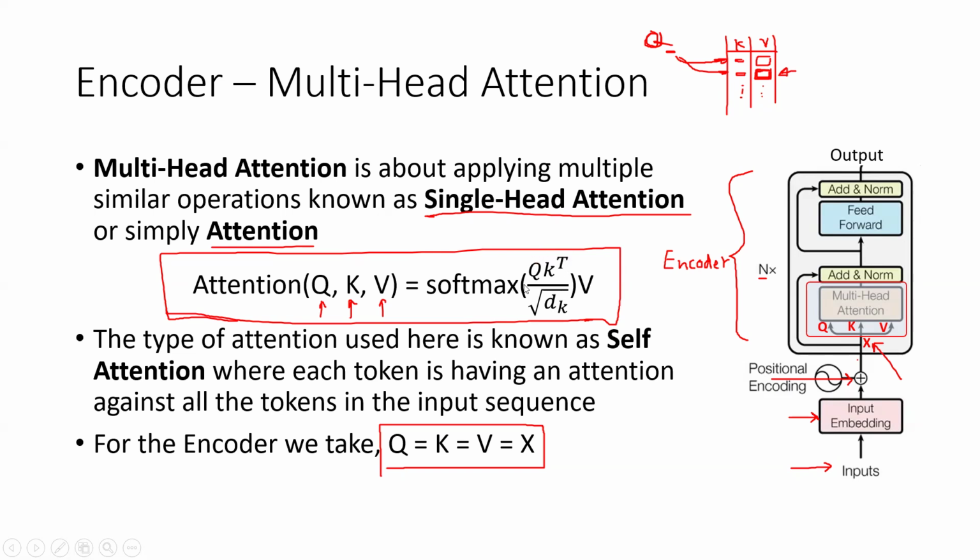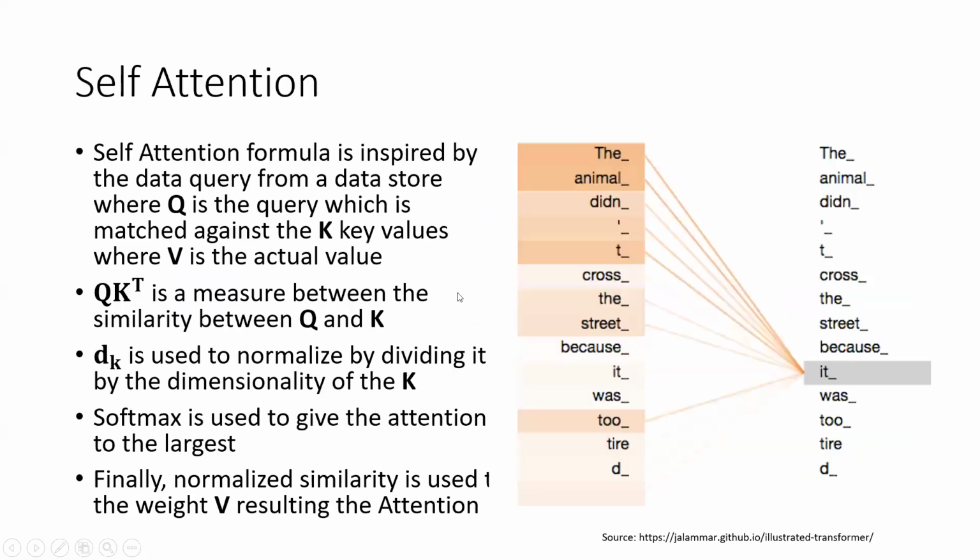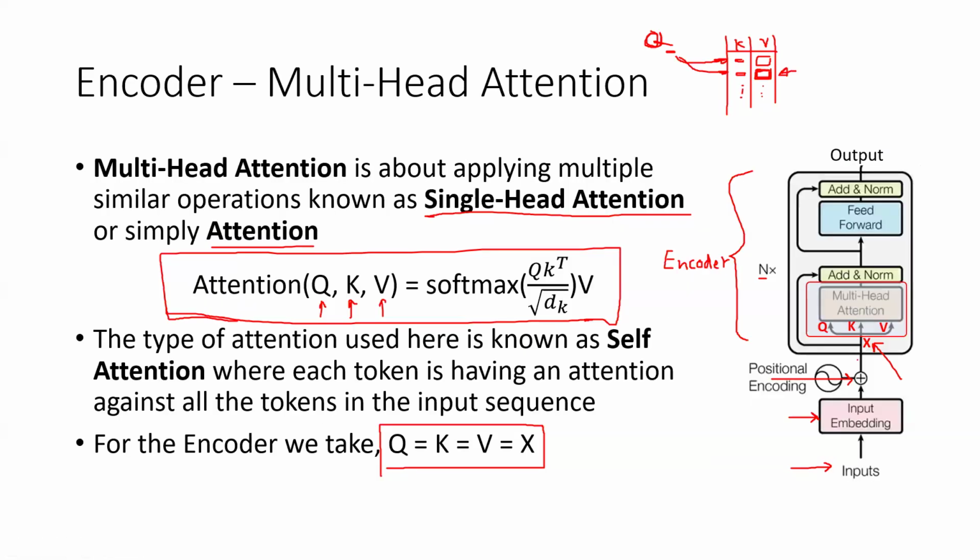And then we take the softmax. Softmax is used to give the attention to the largest. We are not using the max, because this is a gradient descent optimization problem, and the maximum value is not continuous and not differentiable. So we are using the softmax function, which can be differentiated and learned.